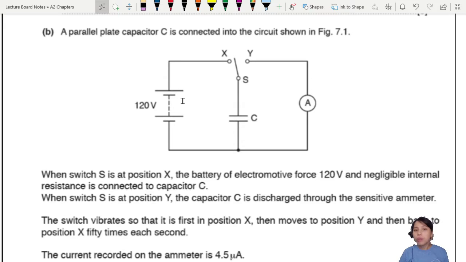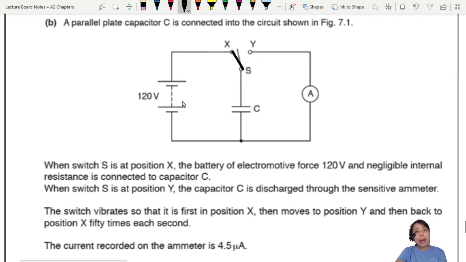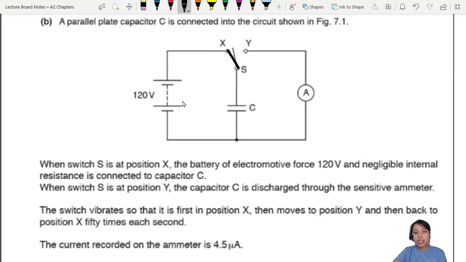Here you have a circuit, very similar to the one we looked at before. You have a battery power supply, a capacitor, and an ammeter. When the switch is at X, let's say we connect this way, the battery is connected to the capacitor. So what happens? Charging. The capacitor is charged this way. Current flows this way, or charges flow in the opposite direction, but never mind, charges flow this way.